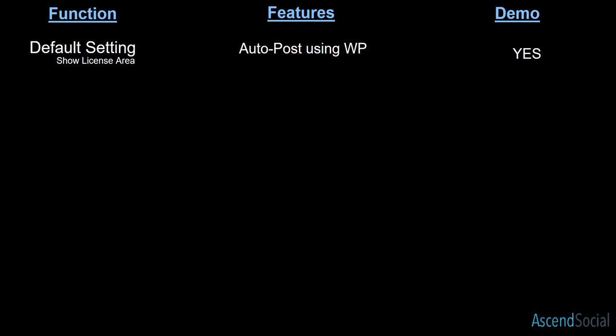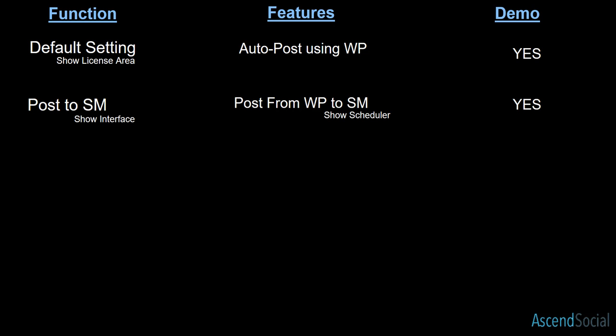AscendSocial is basically broken down into three main modules that we're going to be working with. The first one is default settings. I'm going to go in there, show you the license area, and show you the auto post settings. Then we're going to do a demonstration showing you how that all works.